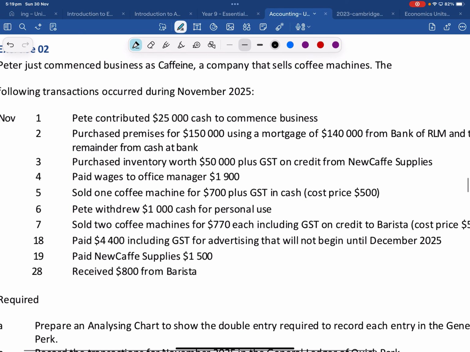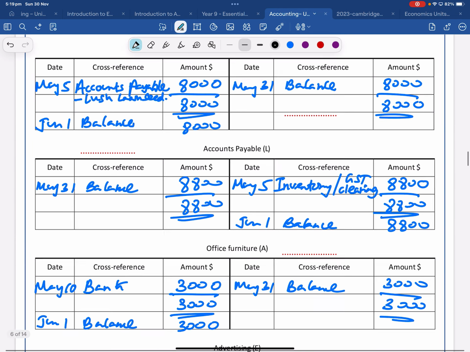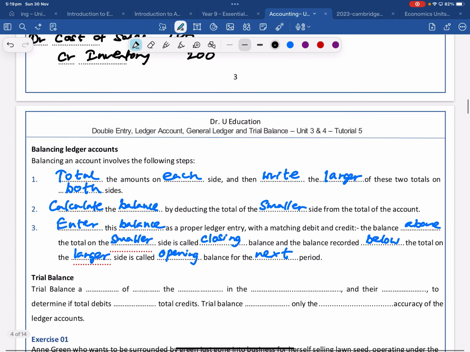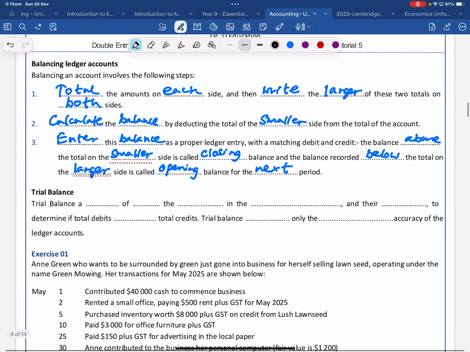Wait, you said to do the theory for this? Balancing, didn't I give it to you? I gave it to you last week. Only the trial balance I didn't give you, yes? Okay, trial balance I'll give you.